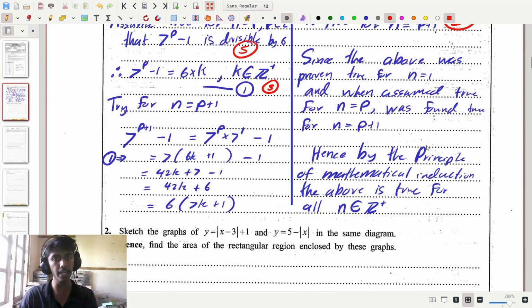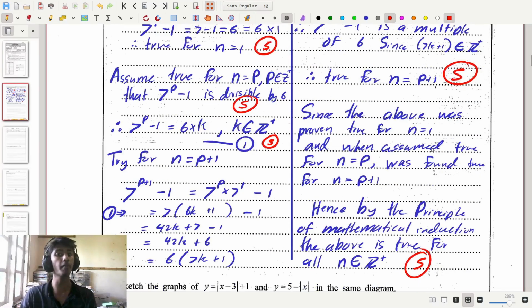And then finally, when you write this sentence, which basically doesn't change in between questions for every single year, it's basically the same exact thing, you just need to change the values slightly. But other than that, if you write this sentence correctly, where you make the correct conclusion by stating the base case, the assumption, and the final conclusion, and you say hence by mathematical induction the above is true for the relevant n, which in this case is n element of positive integers, when you write this statement, you get another 5 marks for a total of 25 marks for this question.